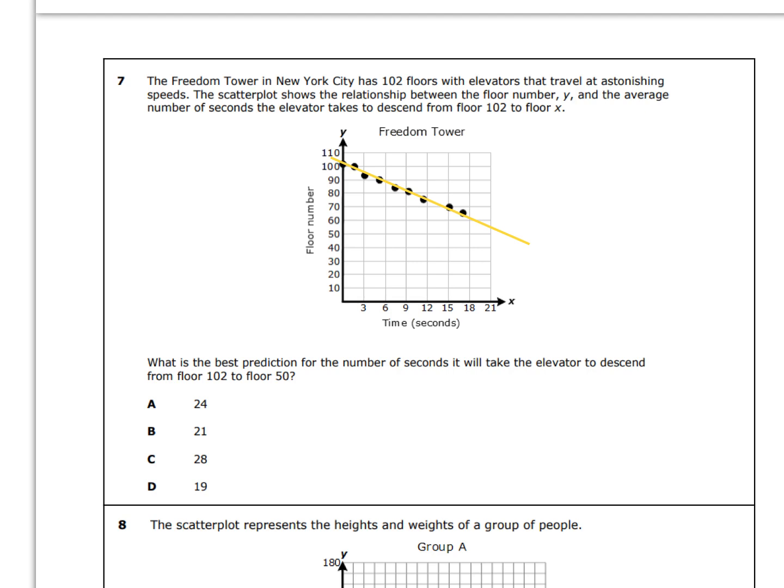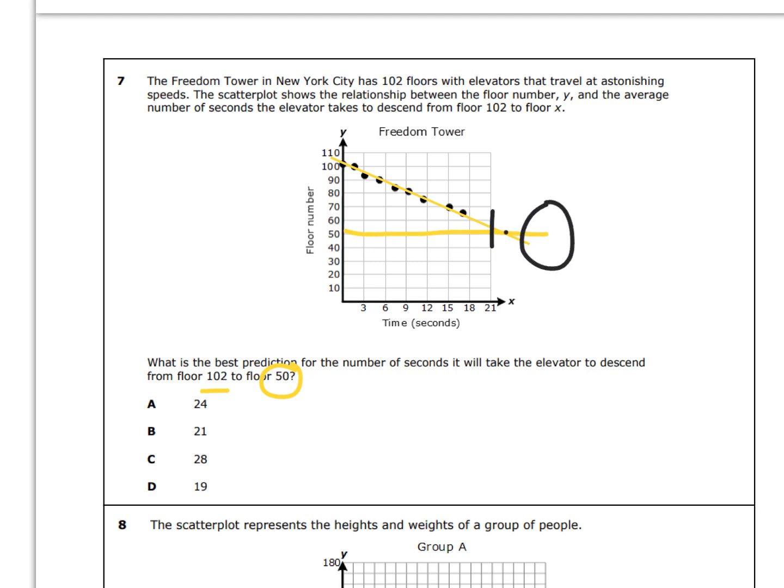Now I'm going to read the question. What is the best prediction for the number of seconds it will take an elevator to descend from 102 to floor 50? Okay, so I care about floor 50. I start at 102, so it doesn't do me any good to draw a line at 102 because I know that it crosses at 0 seconds because I start there. But floor 50 is what I'm interested in. If I draw straight over, it's past 21, but it's definitely not super far over. It's right there.